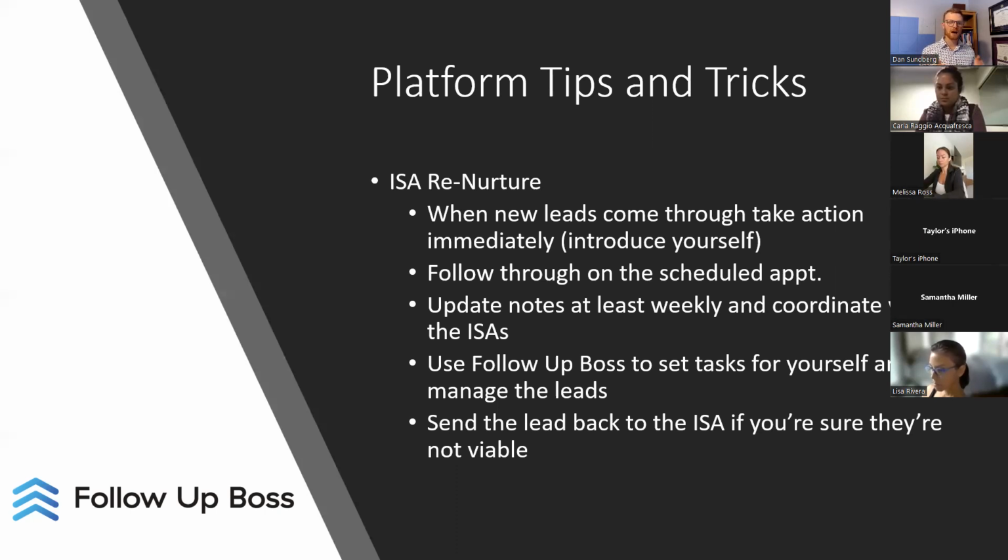And then if you cannot help that person, if you're not able to get a hold of them after multiple attempts, or if it's someone who, hey, they're 12 months out from buying, you can always send the lead back to the ISA team, tag them and say, hey, they said they're going to be buying in 2023. Can you continue to nurture them, right? So that you can focus on the hotter, more available leads and going out and showing homes and doing those things.